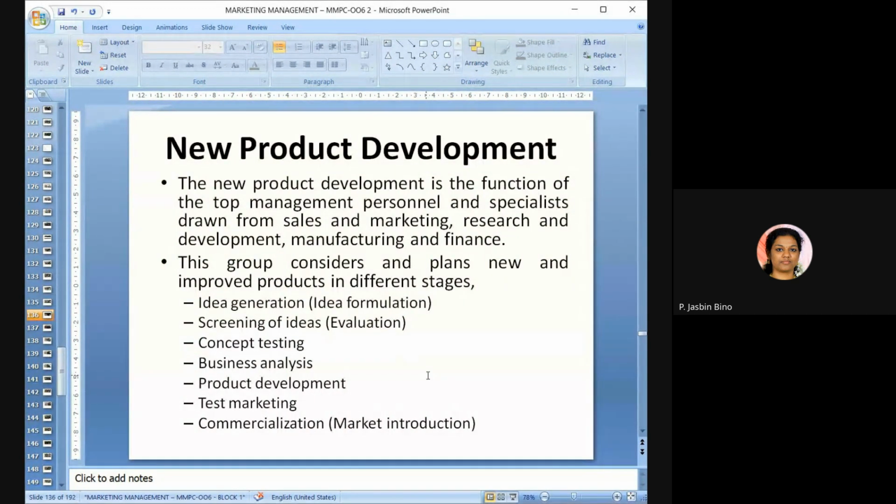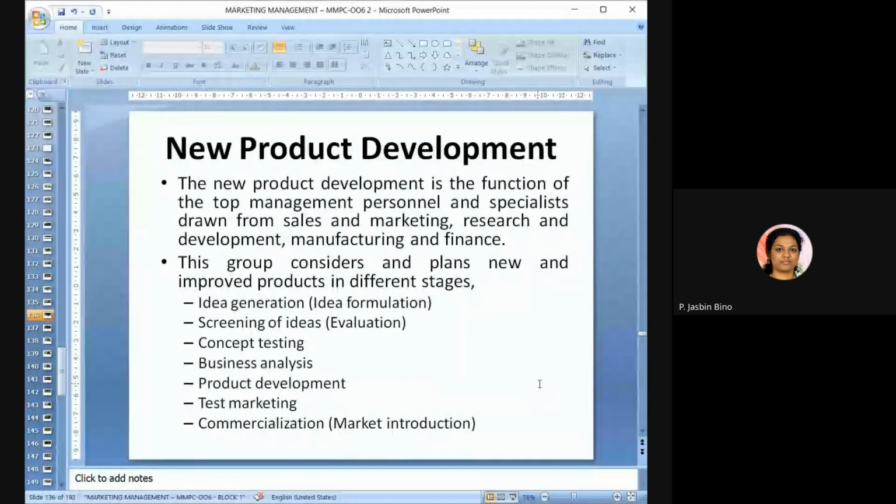So we might think that a new product is something innovative, newly created. That is a new product. An already existing product which can be modified is a new product. Or by watching a different company's product, we can introduce the same product in our company with the same features as our own product. That is also a new product. So new product development is a function of the top management personnel and specialists drawn from sales and marketing, research and development, manufacturing and finance. So normally it is a function of the top level management. This group considers and plans new and improved products in different stages.